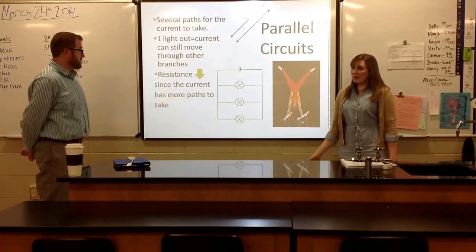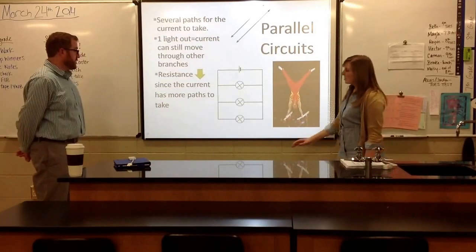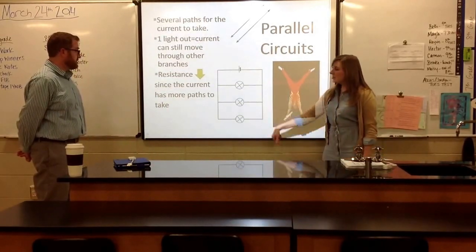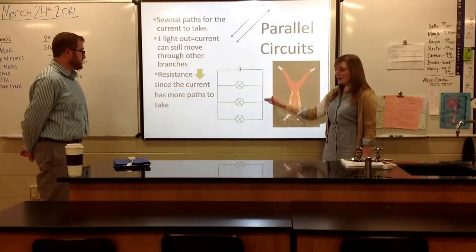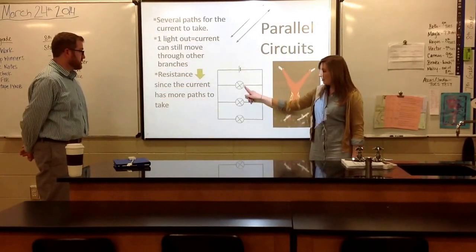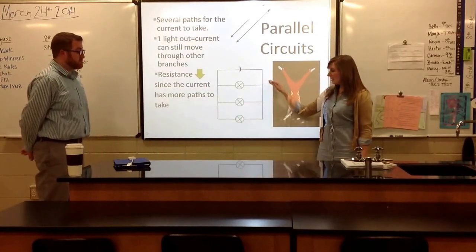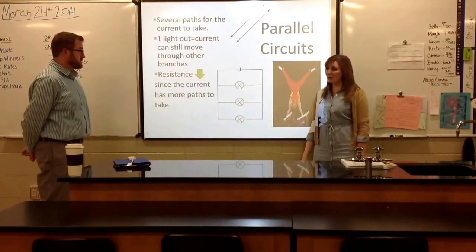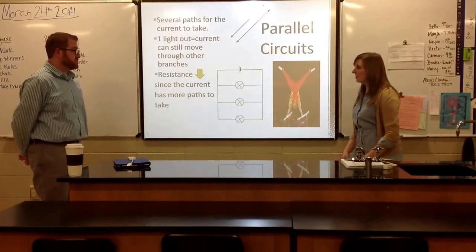The trickiest part, I think, about parallel circuits is thinking about the resistance. The resistance is going to decrease because the current has more paths to take. We still have 3 resistors, 3 light bulbs here, but the current has more paths to get there, so the resistance is decreasing. I have an analogy for you that will hopefully clear this up.